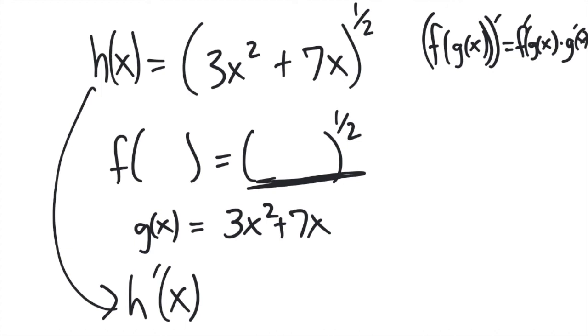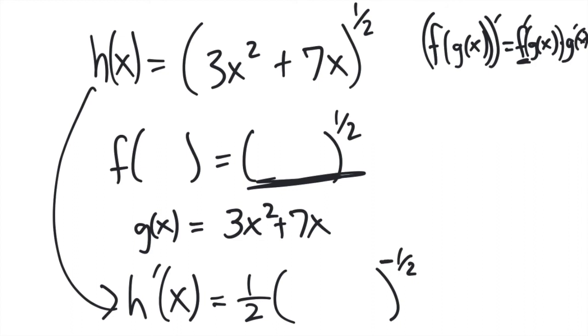Now, hopefully this makes sense of why I put just parentheses to the 1/2. Because when we find f prime, that's going to look like 1/2 times parentheses raised to the negative 1/2. Okay, so that's the derivative of the function something to the 1/2. Now the question is, what goes inside the parentheses? Is it 1/2 x to the negative 1/2?